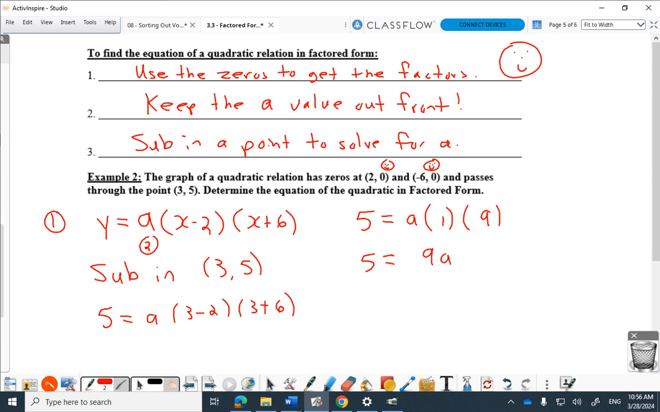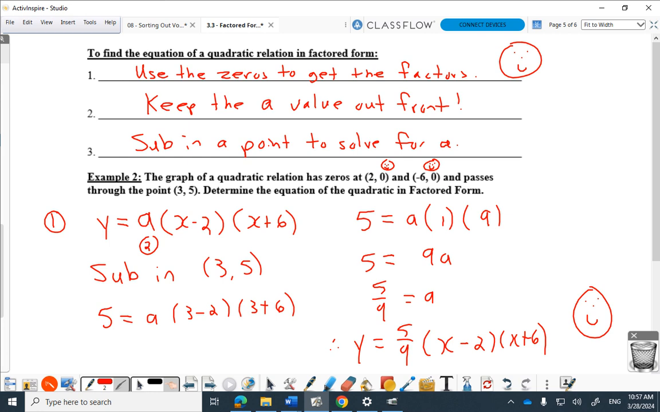Last step to solving for a? Divide by 9. So your algebraic skills are now going to pay off. Therefore, y equals 5/9 x minus 2, x plus 6, and I am so happy I could dance in the street. That is some unbelievable algebraic power to be able to pull that trick off.